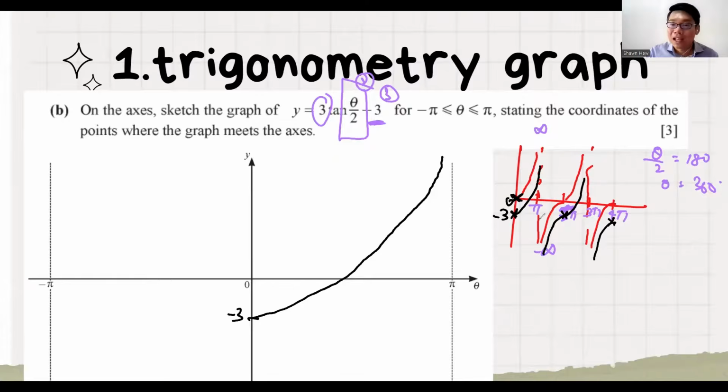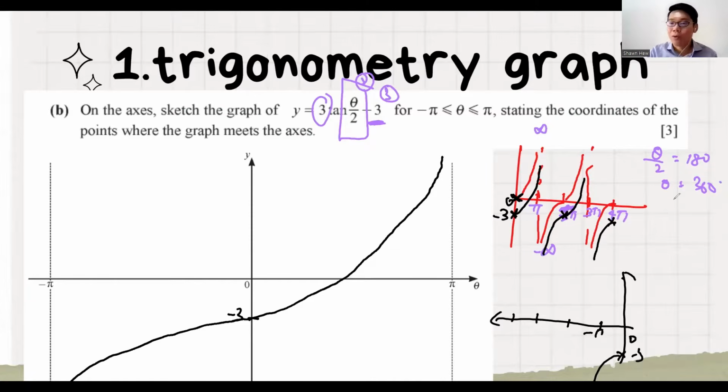Then they request for the negative side also. So for the negative side, we just copy. From 0 to minus pi, we just copy from here. Minus 3, go down. Congratulations, you get 3 marks.